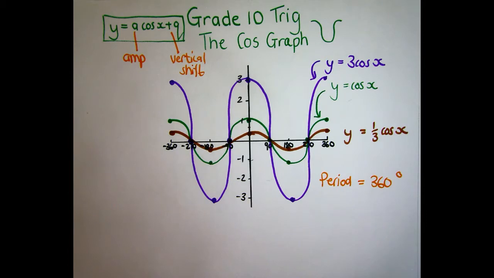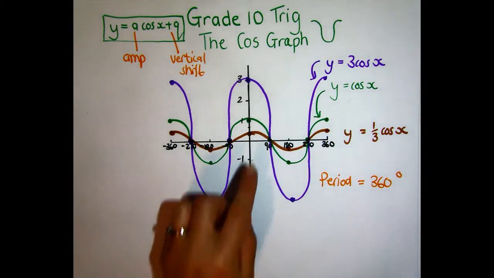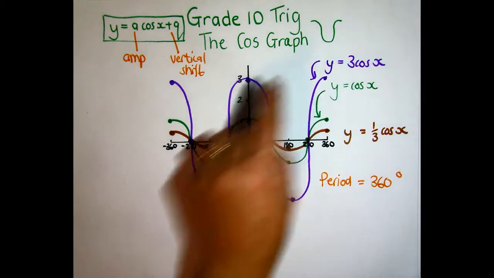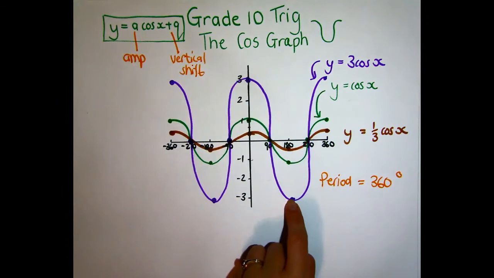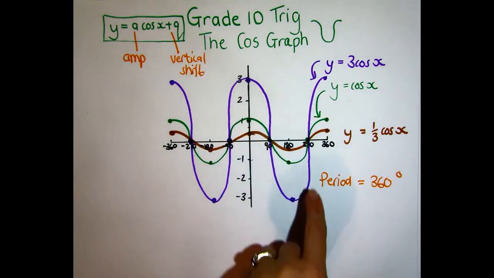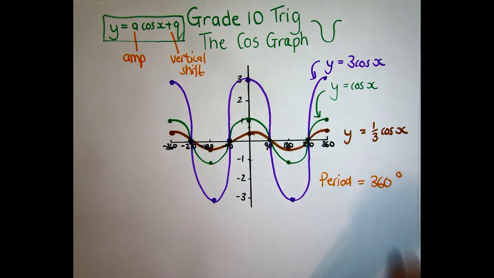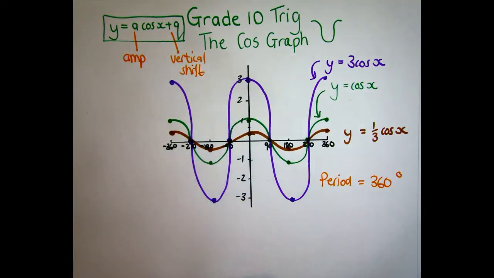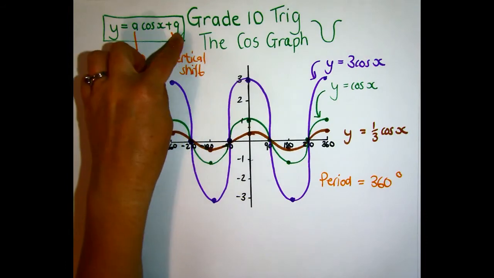When you change the amplitude, all that you're doing is changing the stretch. So instead of going up to 1 on the cos graph, on the 3 cos graph it goes up to 3 and down to -3, and on the 1/3 cos graph it only goes up to 1/3 and down to -1/3. A reminder that amplitude is the A value in your formula, and the vertical shift going up and down is the Q value.